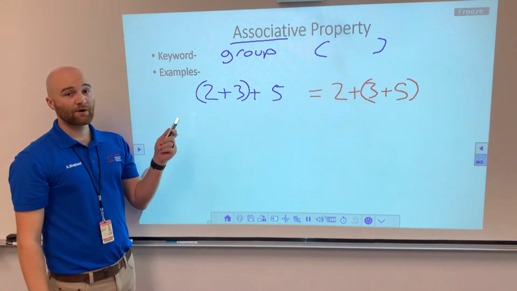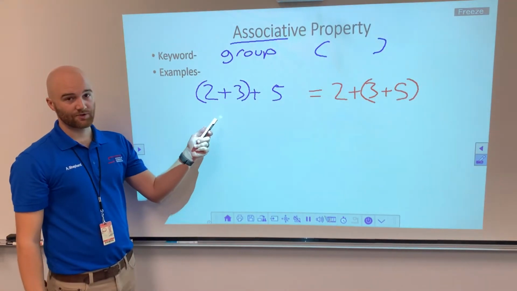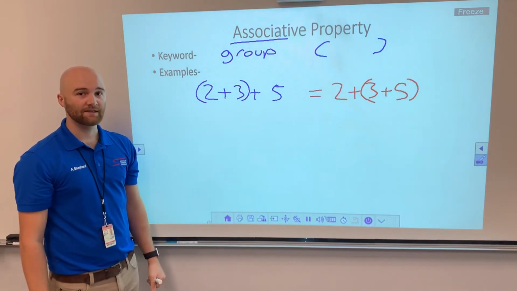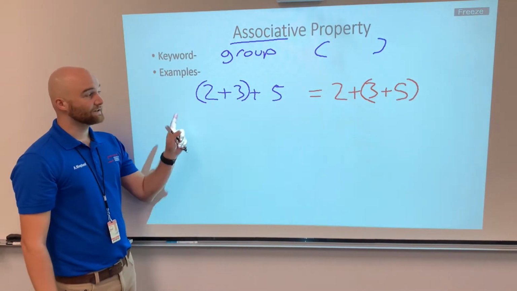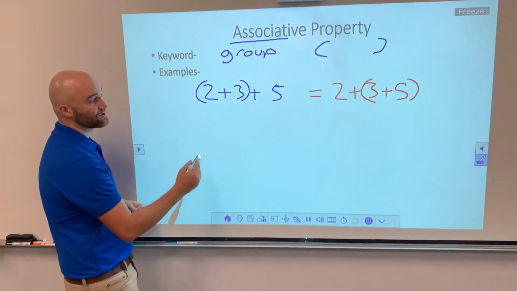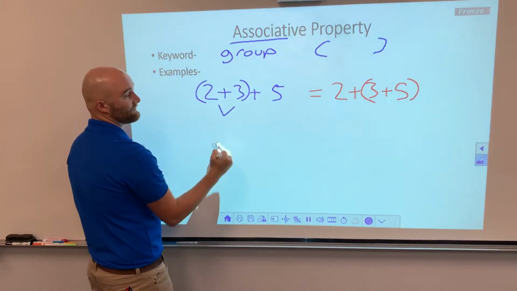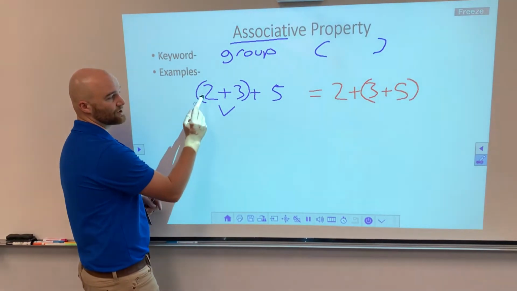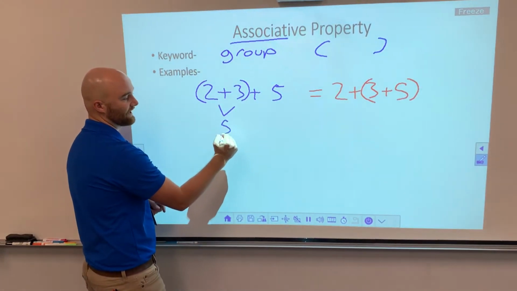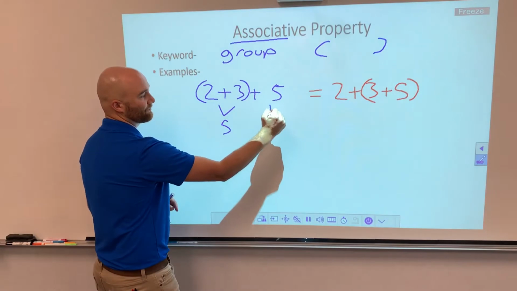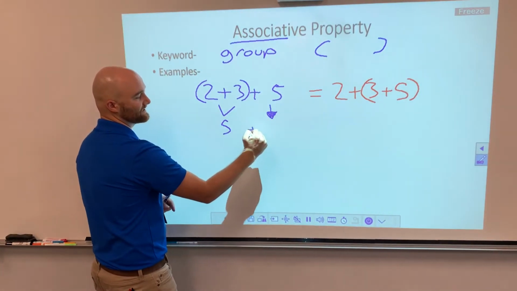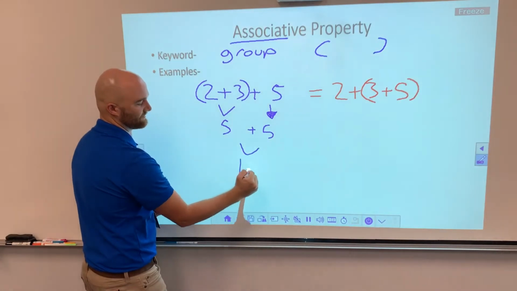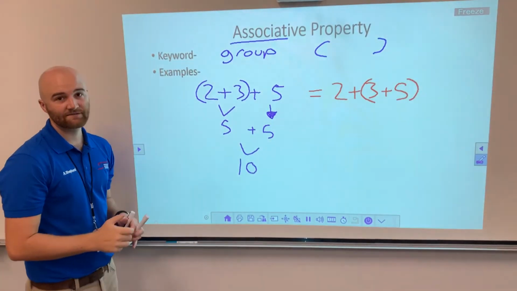If the associative property is true for addition, then when I solve both of these sides, I should get the same answer. Let's test it out. I've got 2 plus 3. Because they're in the parentheses, they're friends. They want to go together first. 2 plus 3 gives me 5. Then I have to bring down this 5, which I didn't touch before. 5 plus 5 gives me 10. So on this side I have 10.